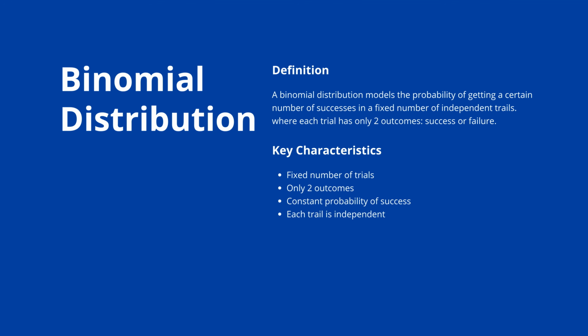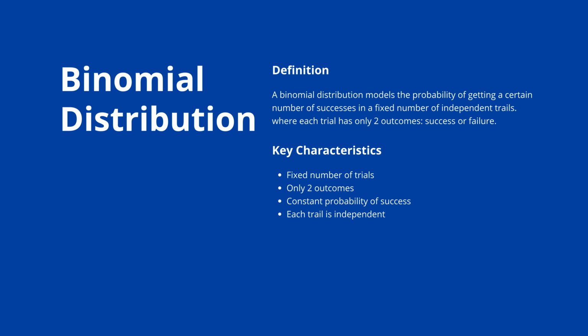A binomial distribution is a discrete probability distribution that describes the probability of achieving a specific number of successes in a fixed number of independent trials. The outcome of one trial does not affect the outcome of any other trial, where each trial has only two possible outcomes, success or failure. It's defined by two parameters, n and p, where n is the number of trials and p is the probability of success in a single trial.